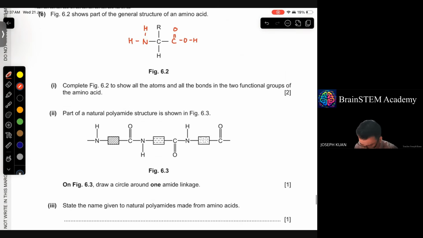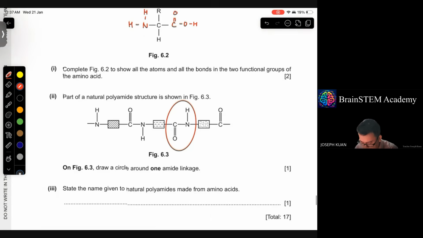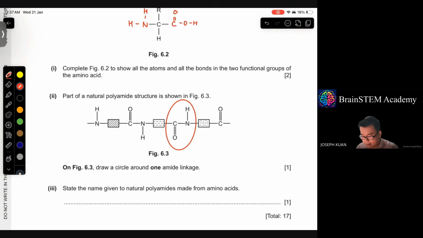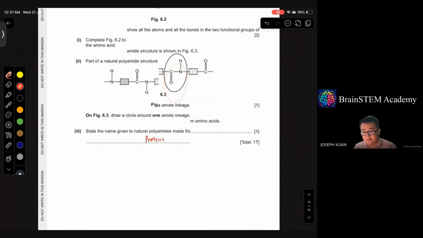Okay, next. On this figure, draw a circle around one amide linkage. The amide linkage is the CONH functional group. And say the name given to natural polyamides made from amino acids. They are proteins. Amino acids form proteins. And that's all for this discussion.